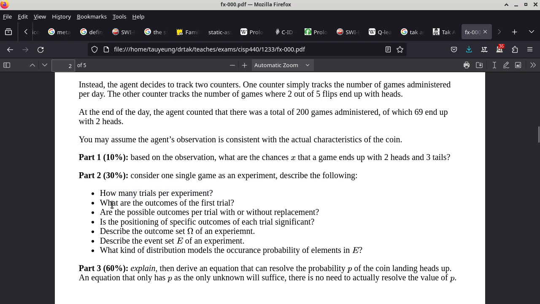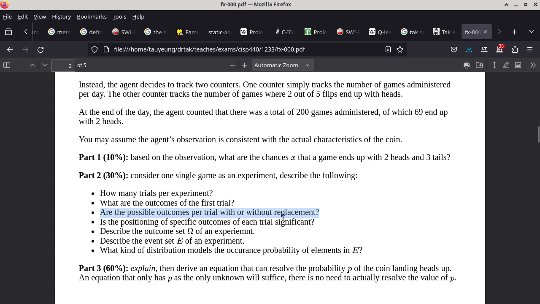All right, moving on to the next one. What are the outcomes of the first trial? A head or a tail, right? Head or tail from the first trial. Are the possible outcomes per trial with or without replacement? In other words, in the second trial, can we still end up with a head or a tail? Yes. Okay, so this is with replacement. Without replacement means the outcome of the first trial or an earlier trial is no longer available to the later trials. Is that okay so far? And then the next one asks, is the positioning of the specific outcome of each trial significant?